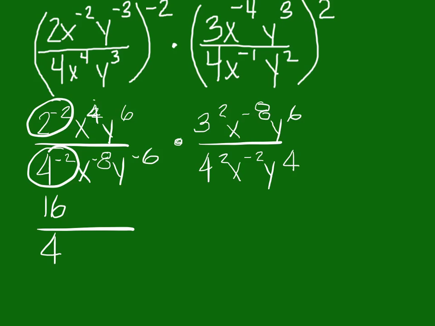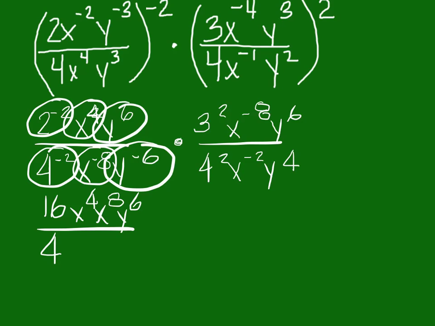And then this x to the 4th stays where it's at, and it's joined by this x to the -8th. And y to the 6th stays on top. It's joined by this y to the 6th. So everything's on top except that 4. On the right side, you have a 3 squared, so it stays where it's at, positive exponent. That's a 9. On the bottom, you have a 16 from 4 squared.